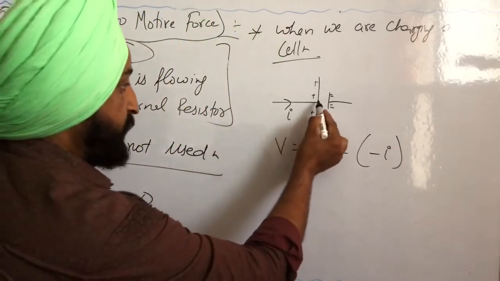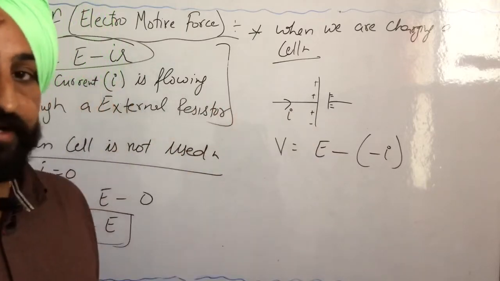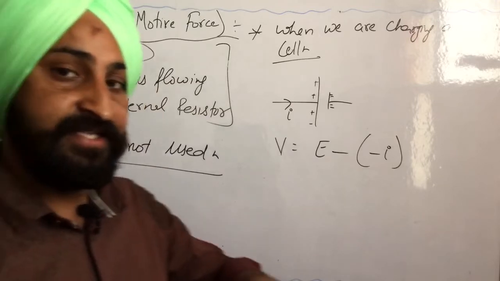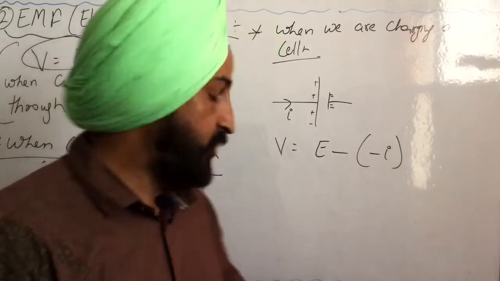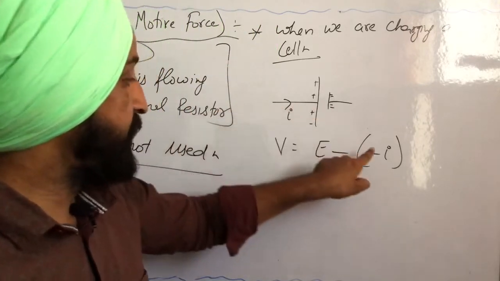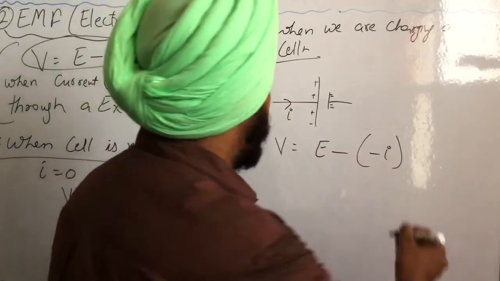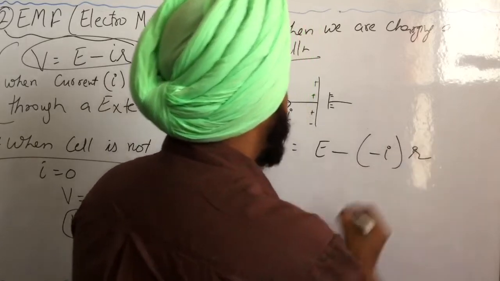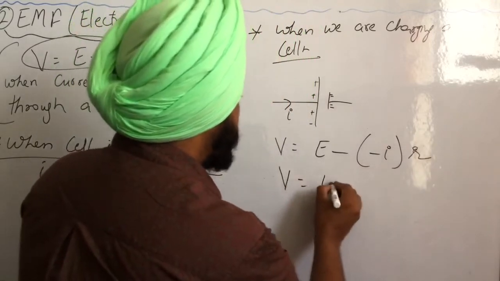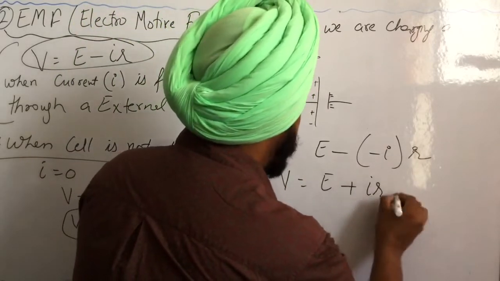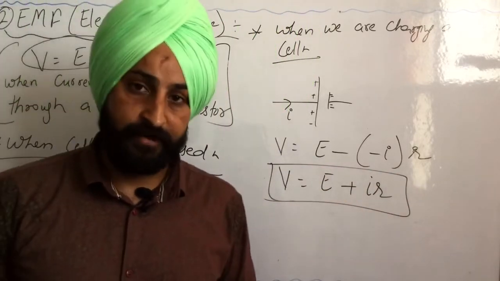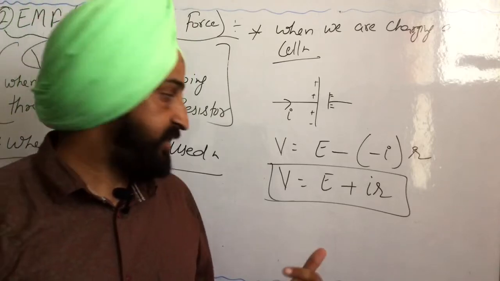Earlier the current was flowing in this direction when we were using the battery. Now when we are not using the battery, we are charging the battery, and current is flowing in the opposite direction. So when current is flowing in the opposite direction, I would put a negative sign over here into R. So our V would be equal to E plus IR. So this is our formula for the relationship between electric potential and EMF when we are charging a cell.